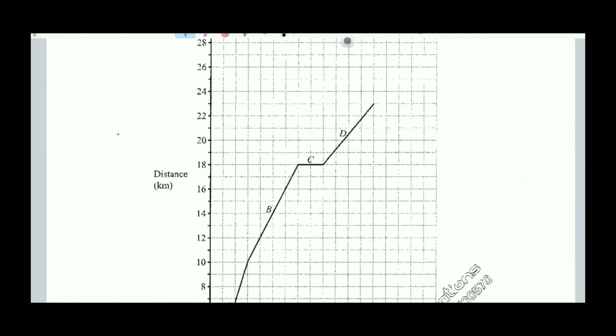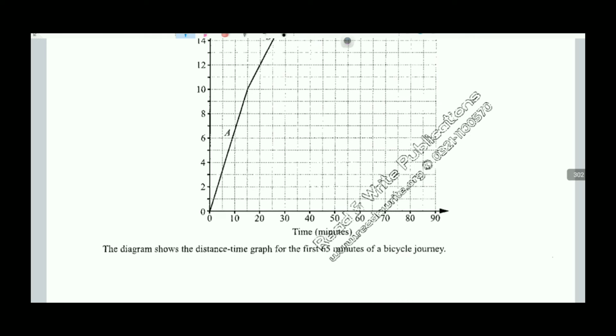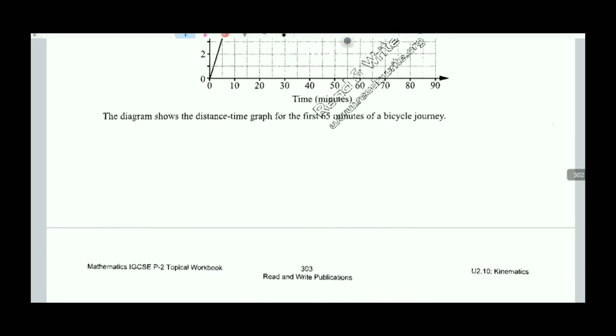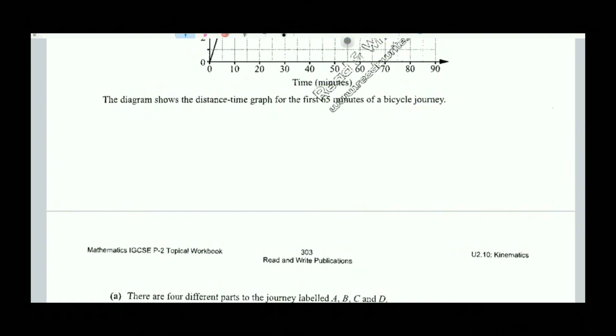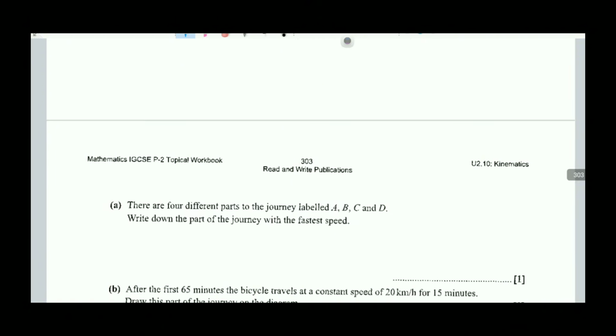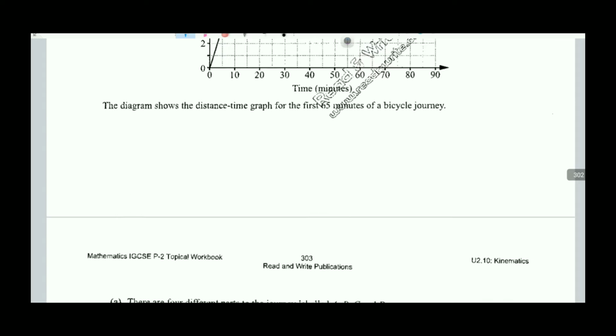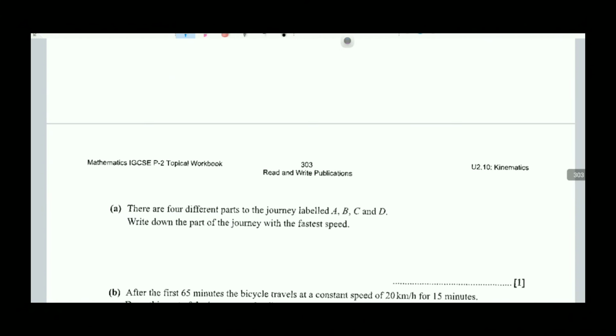Next question, 28. The diagram shows the distance time graph for the first 65 minutes of a bicycle journey. There are 4 different parts to the journey labeled A, B, C and D. Write down the part of the journey with the fastest speed. Okay, so faster speed means how steep a slope is. So look at this, A is steeper than the others, B and D. So it means A will be the answer.